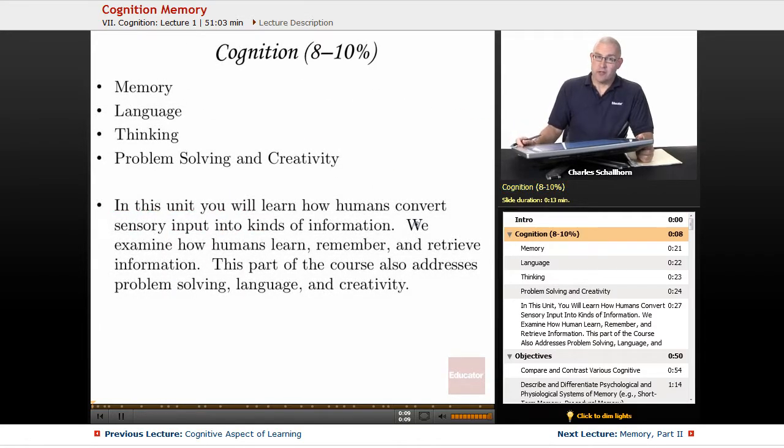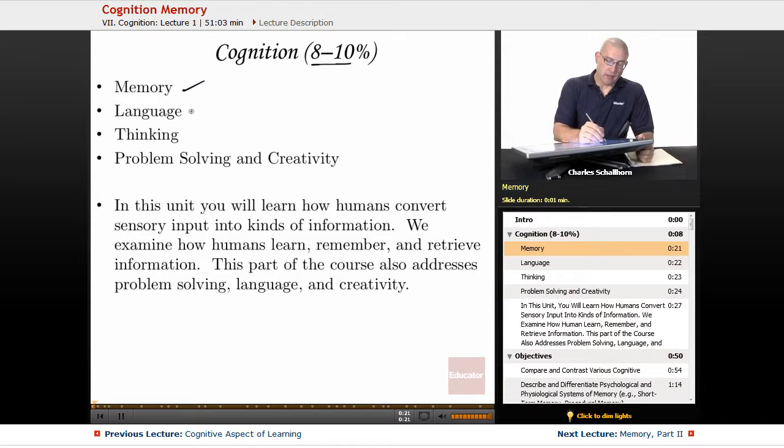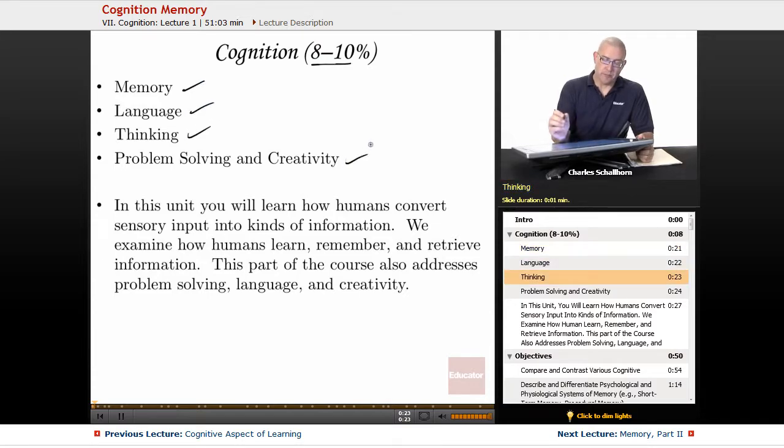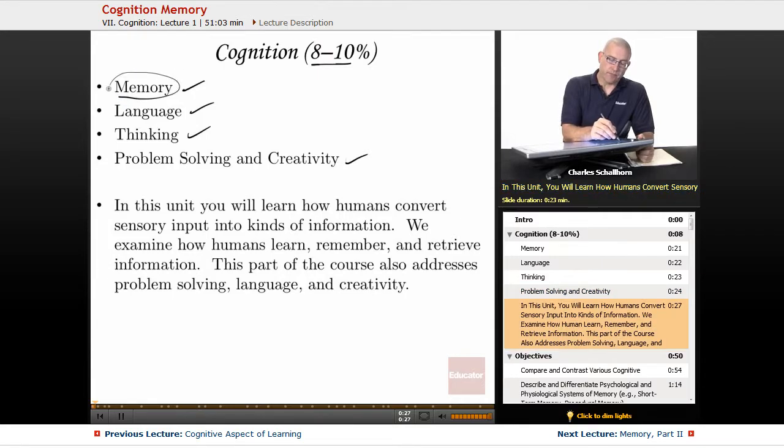In the cognition unit, you'll notice that it is 8 to 10% of the AP Psych test. So 8 to 10 multiple choice questions are going to be on this area of cognition. And this is going to include memory, language, thinking, problem solving, and creativity. And so what we're going to be looking at in this first lesson is memory, how memory works, how memory fails, and how we can improve memory.